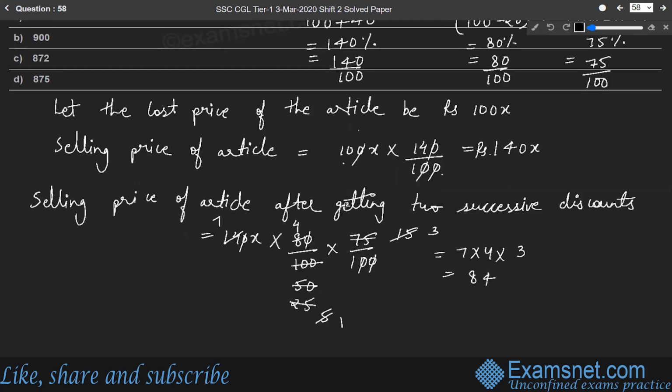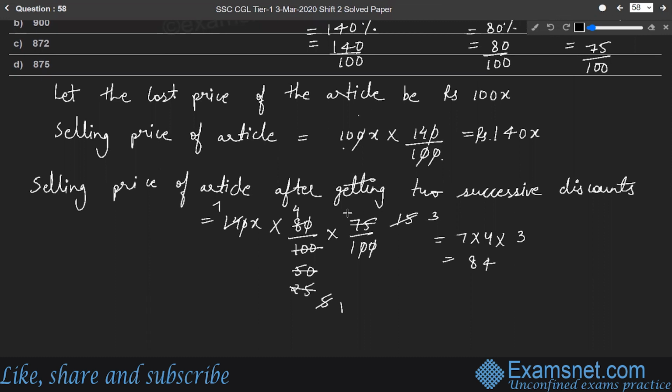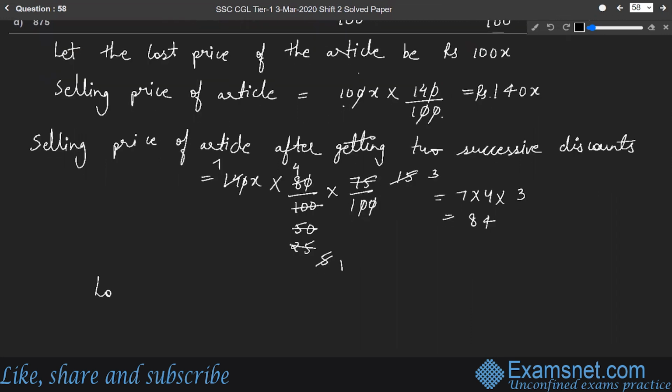Loss will be cost price minus selling price, right? The formula for loss is always CP minus SP. What is CP? It is cost price. Cost price is 100 minus SP. SP is 84. So the loss will be 16x. Remember that the values are taken in terms of x. The cost price is 100x and therefore the selling price will be 84x. So 100x minus 84x gives 16x. This is the loss.